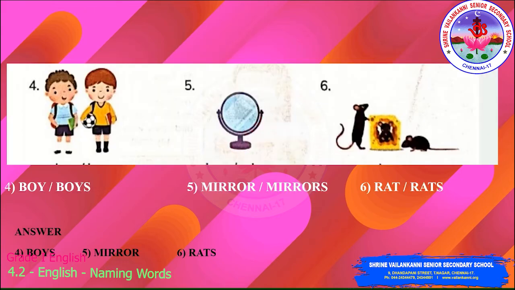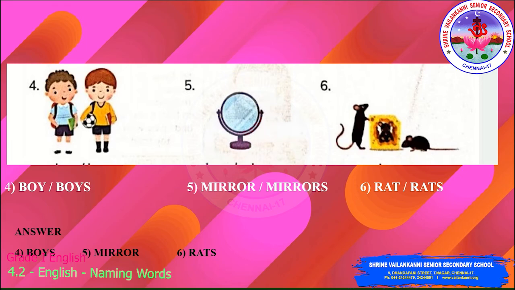Now let's see some more exercises. Here in the fourth picture, we have two boys standing together. So there are two persons standing together. If it is more than one in number, then we need to select the option which has s at the last, which means boys. If it is one, we'll call it boy. If it is more than one, we'll call it boys. So we need to select the second one, boys, B-O-Y-S.